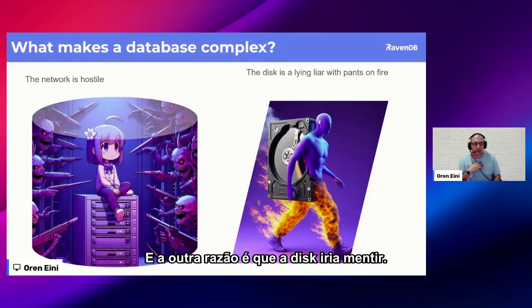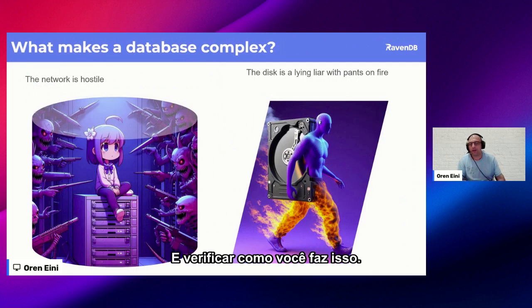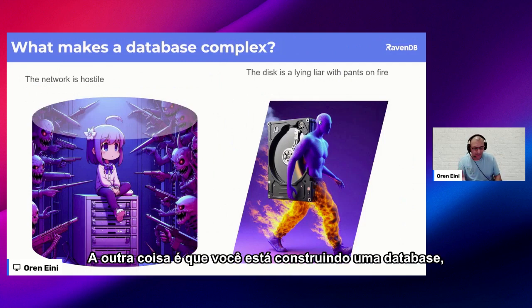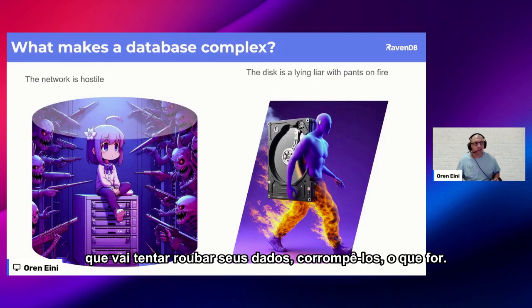And the underlying reason is that the disk could lie, and the operating system would lie to you about it, and everything would lie to you about it. And you have to be super careful when you write data to disk and verify how you do it. And it's a whole thing. The other stuff is that, oh, you're building a database, then you have to understand that everything around you is a hostile entity that is going to attempt to steal your data, corrupt it, whatever.